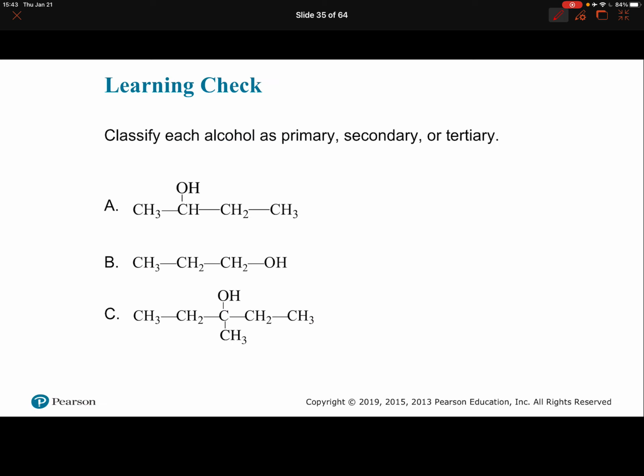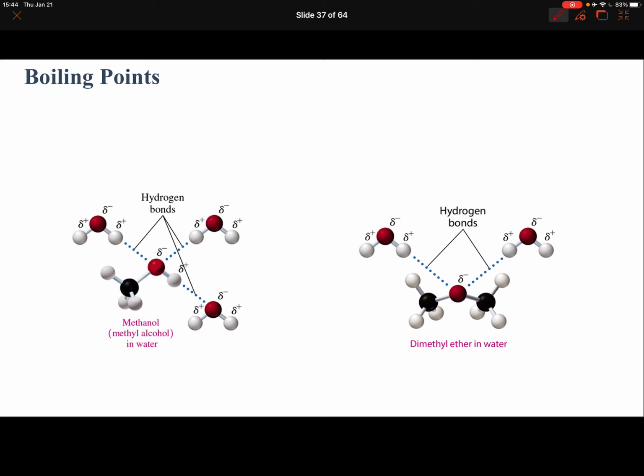So give this a shot. Pause the video, see if you can get primary, secondary, tertiary for these 3 alcohols. So secondary for the first, primary for the second, and tertiary for the third. Good. It's important to be able to detect which kind of alcohol you have, because tertiary alcohols, for example, don't react the same way that the primary and secondaries do. So if you can point them out, you'll be able to not get those kind of questions wrong on a lab exam.